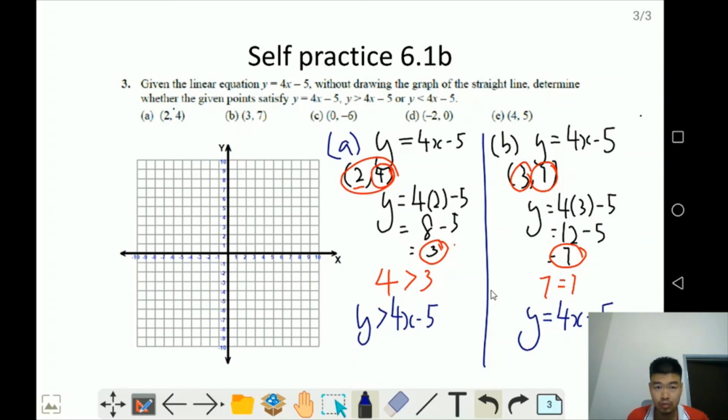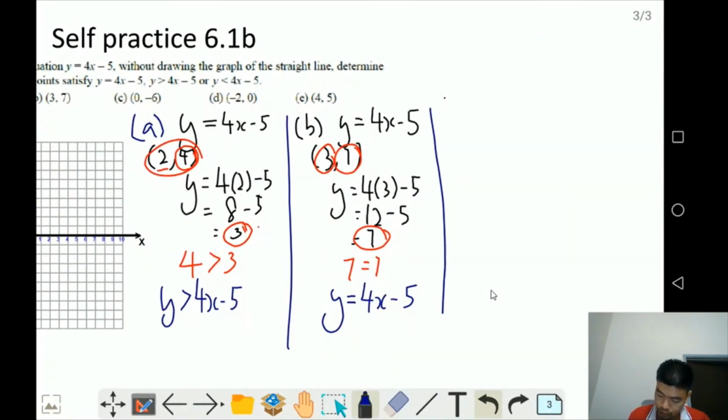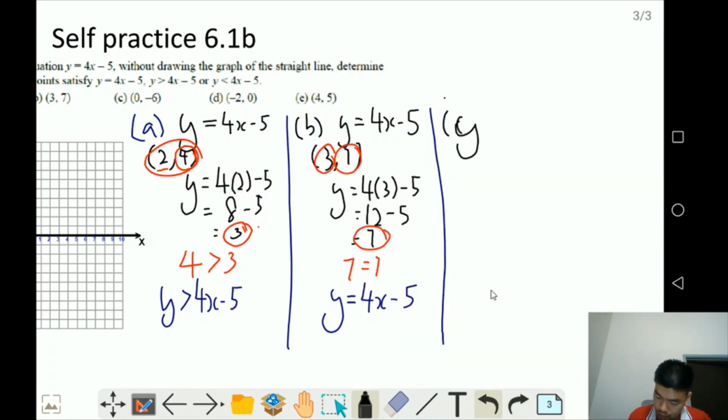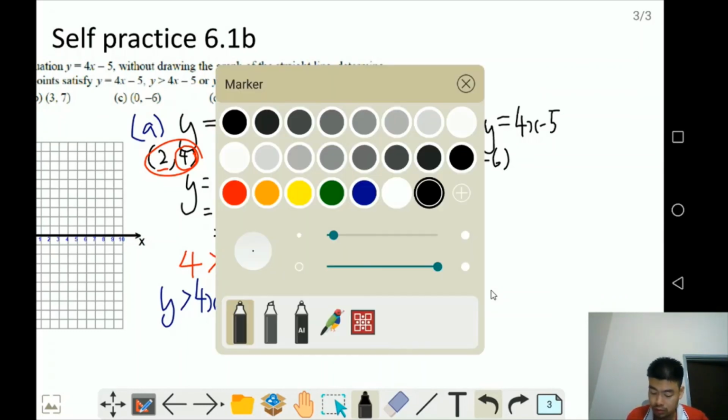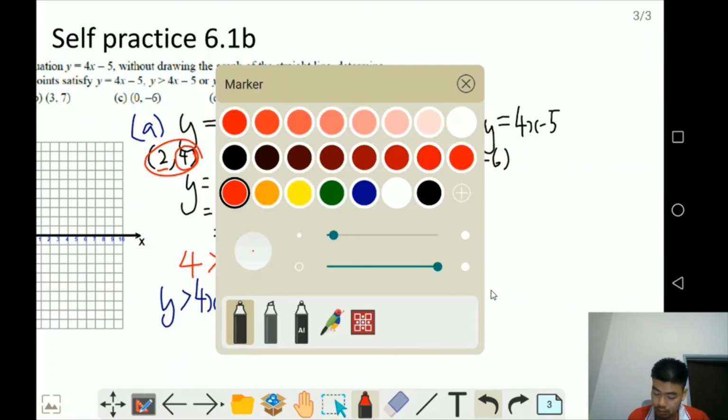So let's do one more, C. Again I'm going to copy the equation: y equals 4x minus 5. I'm to determine whether 0, negative 6 is below or above the region. So which value are we going to use? We are going to use the value of x, 0.